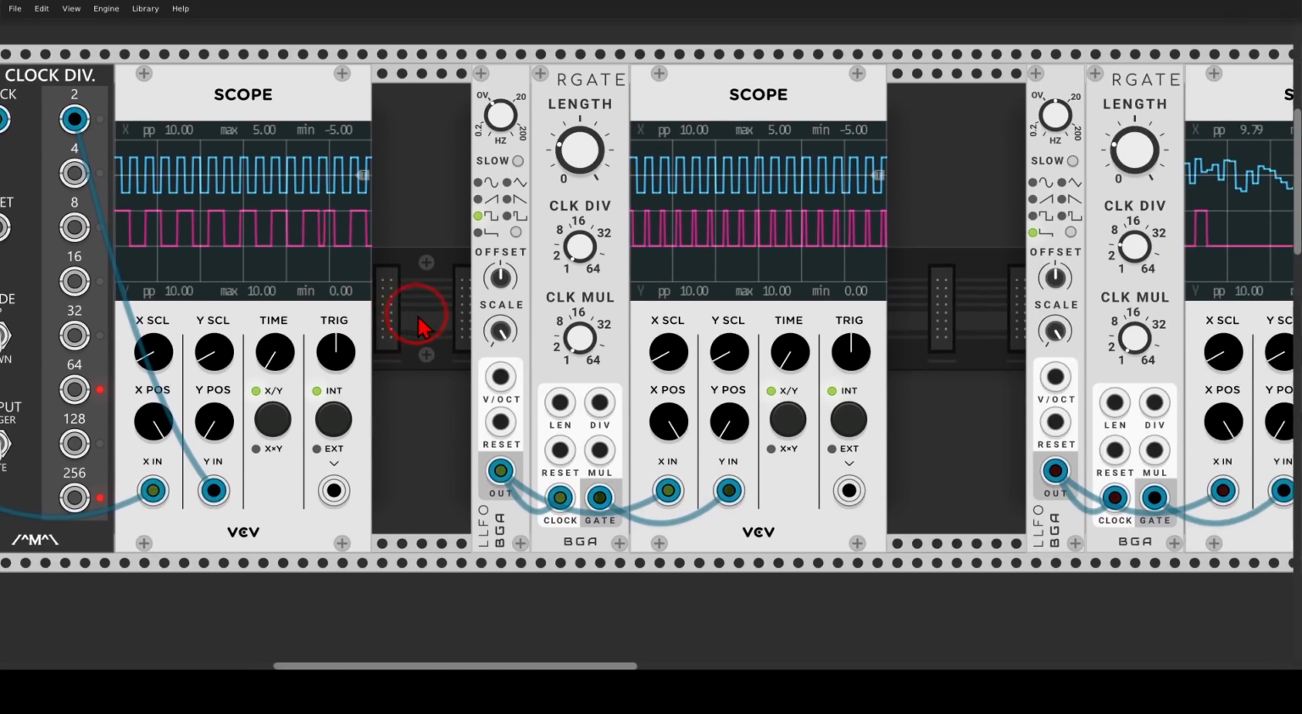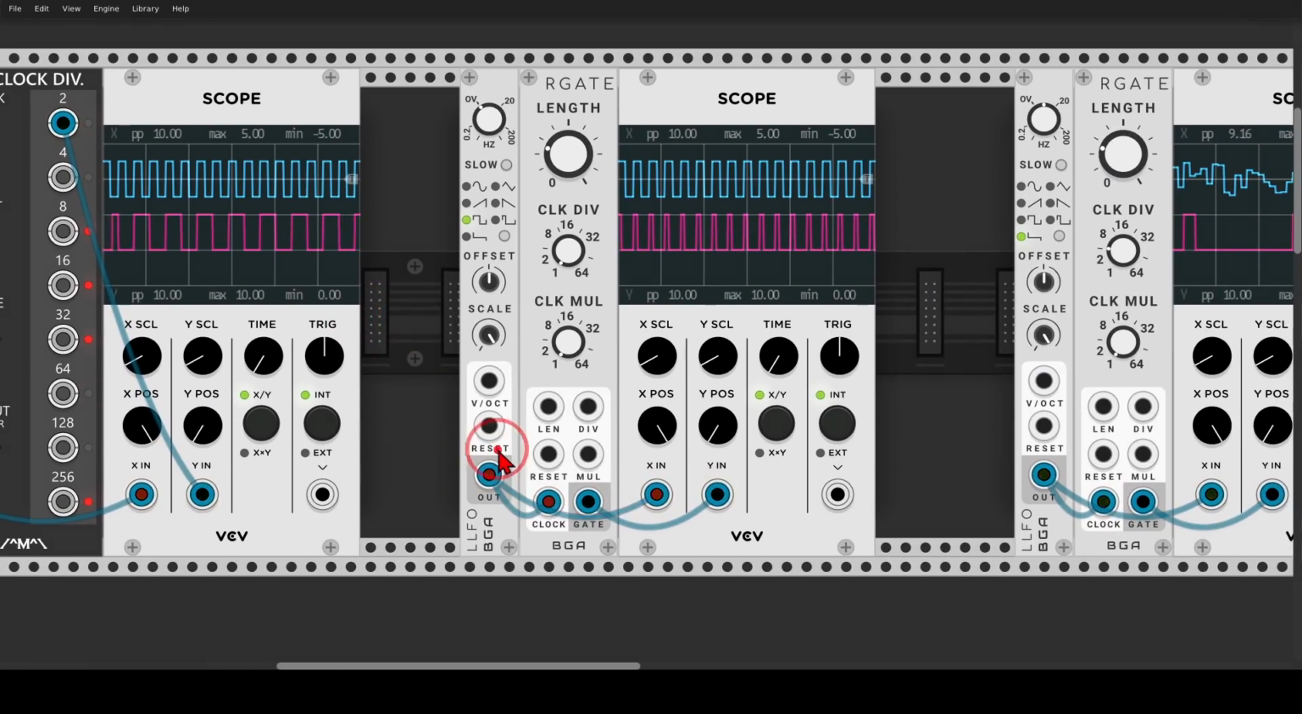So here I have the same LFO. Again, this is the blue trace on the scope. And I'm using a different divider. This one is from Bog Audio. It's called R-Gate. It can also multiply the clock, but we will concentrate on its divider section. So here we can divide the clock by 5, let's say. So now every 5 pulses, we get a pulse from the divider.